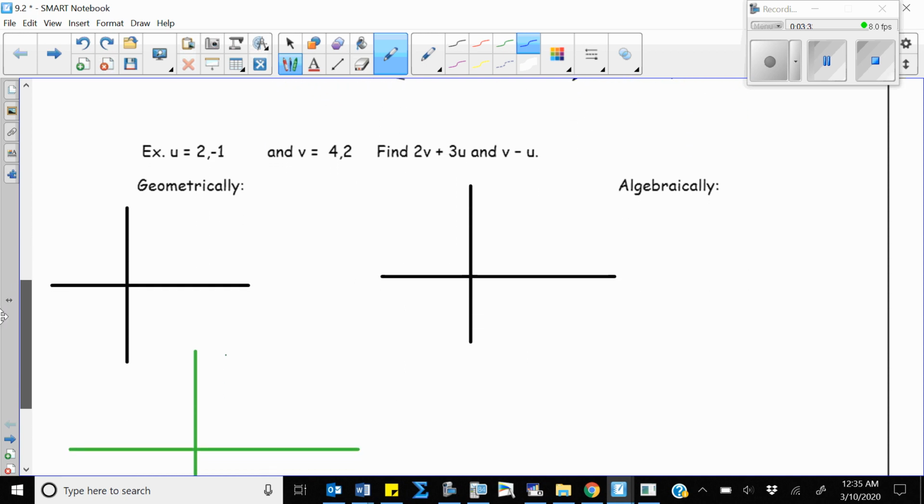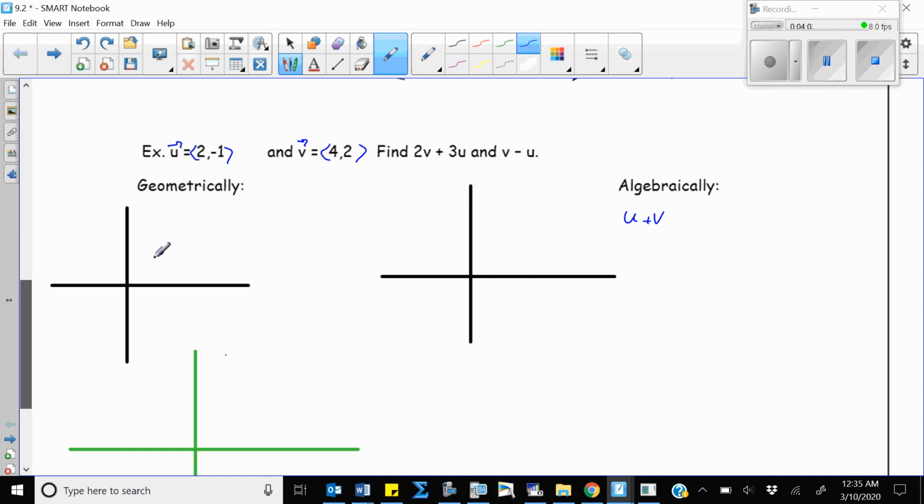Okay, now we're going to work on these examples. We have vector u as 2 and negative 1 and vector v as 4 and 2. And we want to find 2v plus 3u. So first of all, let's learn how we add just the two vectors u and v. We're going to learn how to do it both geometrically and algebraically. So first of all, let's do u plus v geometrically.